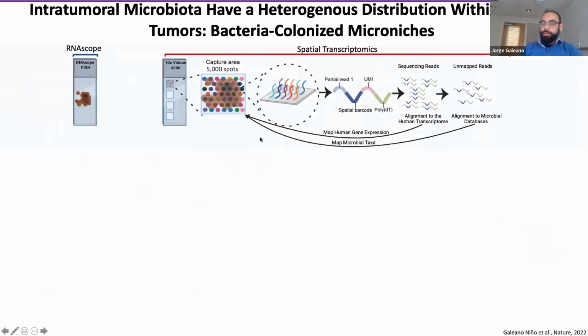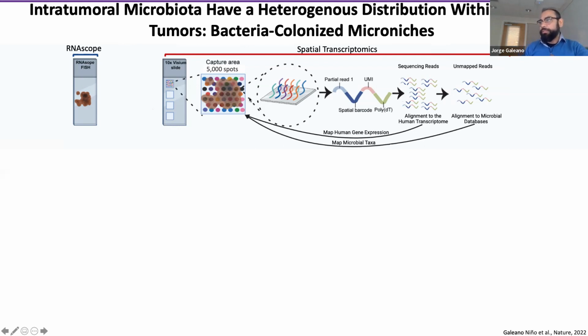Then we have developed a new method based on 10x Visium spatial transcriptomics in order to evaluate where all the bacterial communities are distributed in the tumor tissue. In this approach, we prepared a slide to do RNAscope in order to identify regions that contain bacteria, and then we allocate these regions in the 10x Visium slide that contains 4 capture areas.